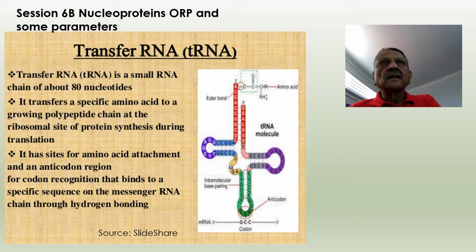The final RNAs are the transfer RNAs. This is a small RNA with about 80 nucleotides. It transfers the specific amino acids to the growing polypeptide chain at the ribosomal site of protein synthesis. During the translation, it has sites for amino acid attachment and an anticodon region.